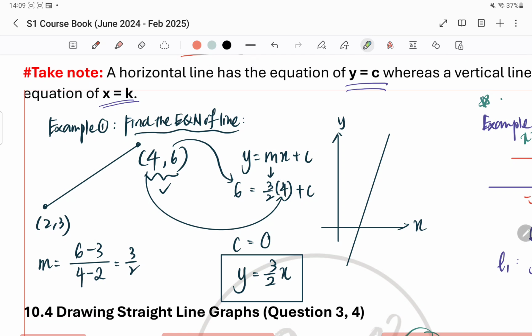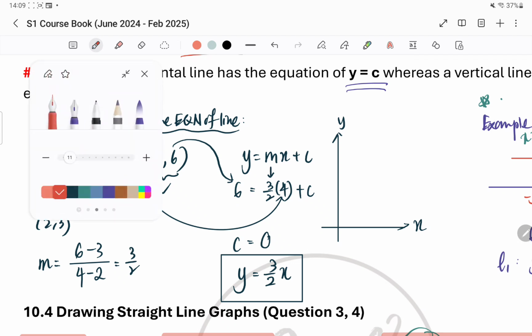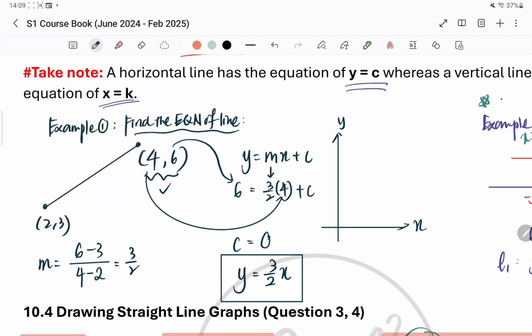Okay, so I think there's an issue with the line. It's not that the line doesn't have a y-intercept, it's just that the y-intercept is 0. So this is y = 3 over 2 x. This is how we form an equation.